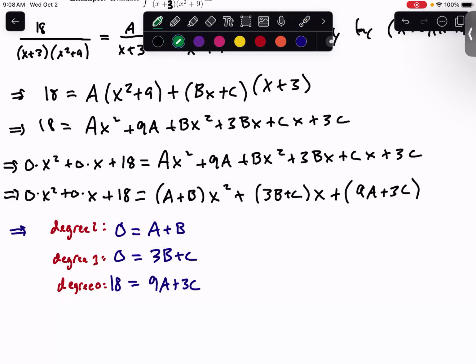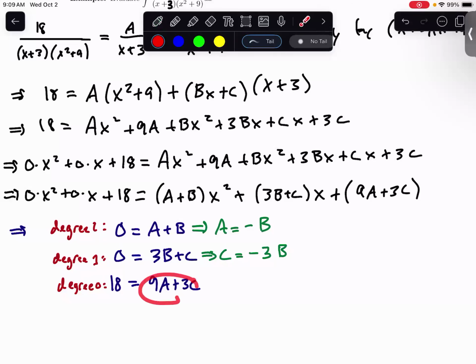Okay, so if we have a plus b is equal to 0, this is going to tell you that a is equal to minus b. If we have 0 is equal to 3b plus c, this tells you that c is equal to minus 3b. And then for the final line, we have 9a plus 3c is equal to 18. But we know how to write a and c in terms of b, right? So now we can substitute in for a and for c entirely in terms of b, and then we can solve for b. And then once we know what b is, we know what a is, and we'll know what c is as well.